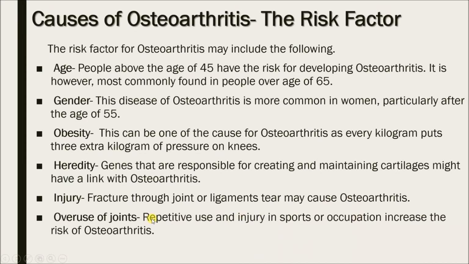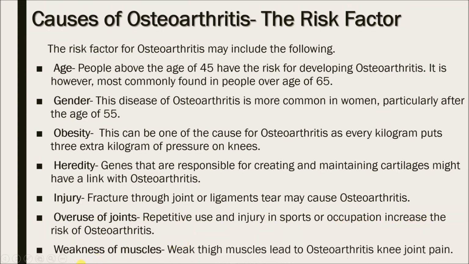Sixth is overuse of joints. Repetitive use and injury in sport or occupation increase the risk of osteoarthritis. And last is weakness of muscles. Weak thigh muscles lead to osteoarthritis and knee joint pain. So this is all about osteoarthritis.